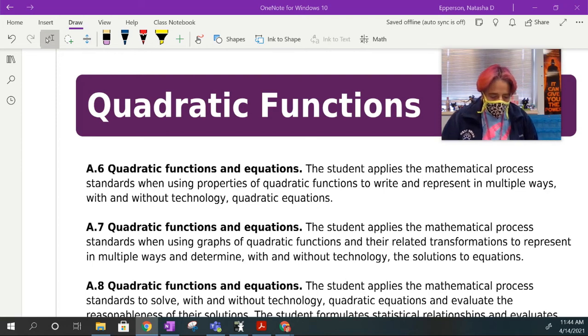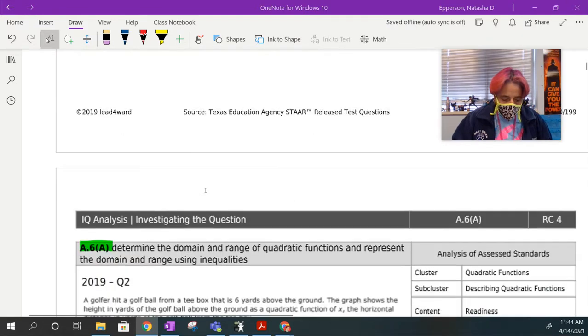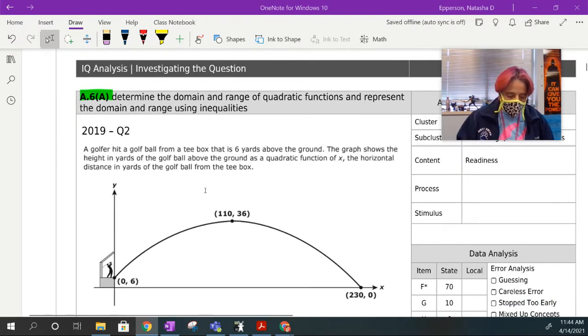All right, so I'm going to do the videos on quadratic function. The first video that we're going to start in on is for TEK 6A, and that's determining the domain and range of quadratic functions. So this is going to be kind of easy and really quick and fast. Should be able to go through all the questions in one video.